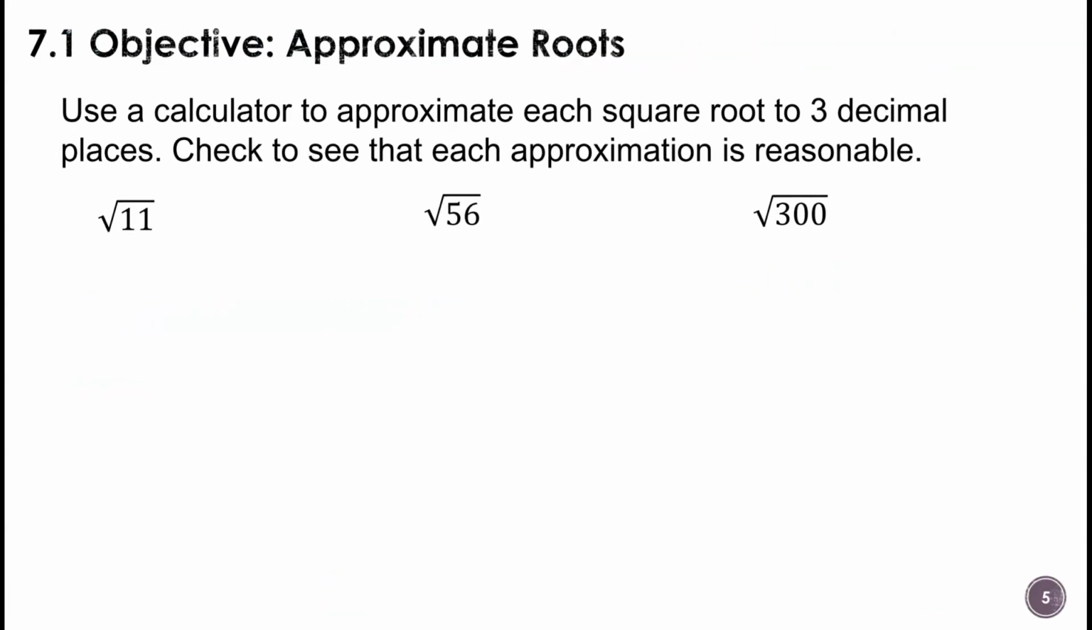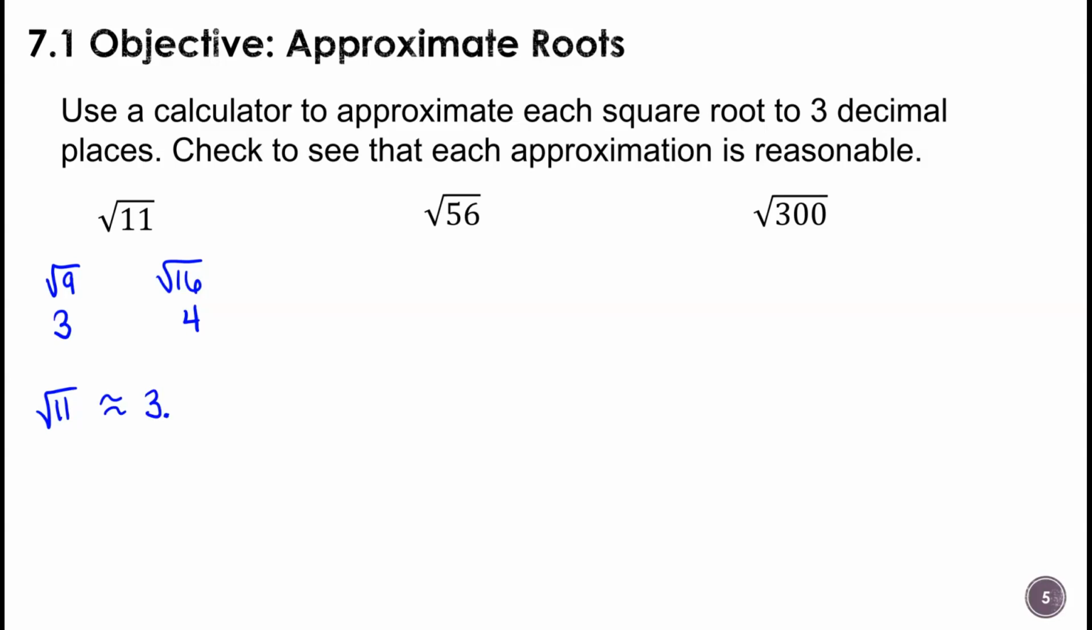All right. So on these, we're going to use a calculator and then just round to 3 decimal places, which is the thousandths place. And it says check to see that each approximation is reasonable. Well, we know that if we're using a calculator, it's probably going to be reasonable, but something I would like to point out is if we're taking the square root of 11, it's going to be somewhere between the square root of 9 and the square root of 16, right? So it's between 3 and 4.